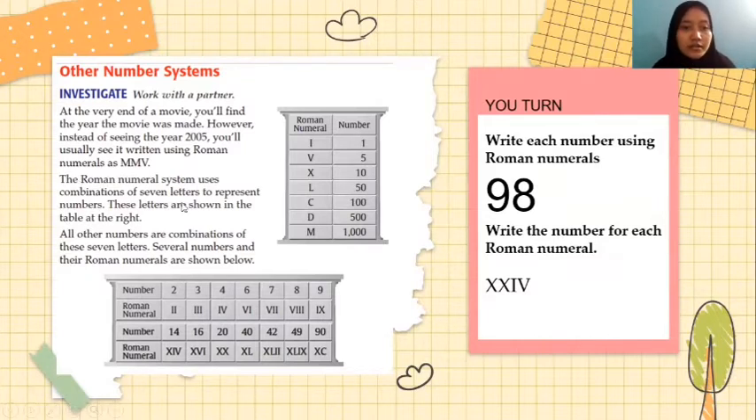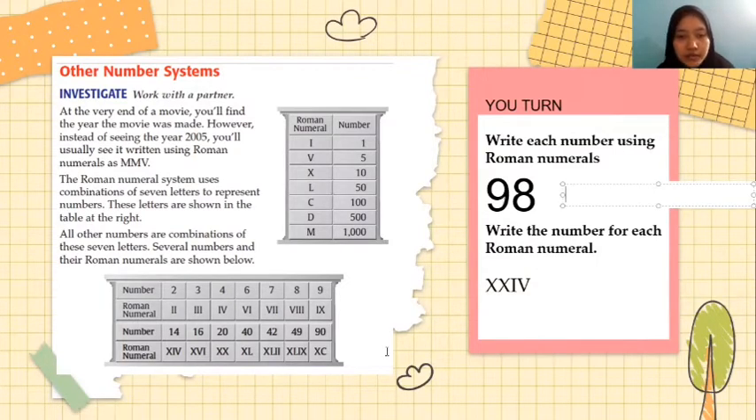The Roman numeral system uses a combination of 7 letters to represent numbers. These letters are shown in the table at the right, and these are the Roman numerals. All other numbers are combinations of the 7 letters, and several numbers and their Roman numerals are shown below. So this is another example of Roman numerals.